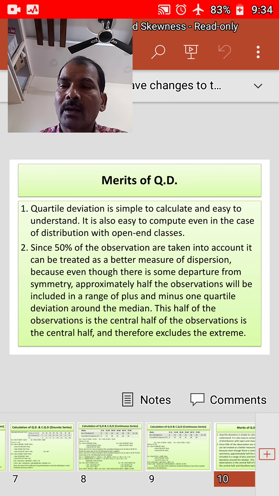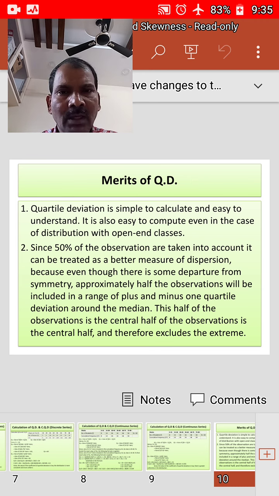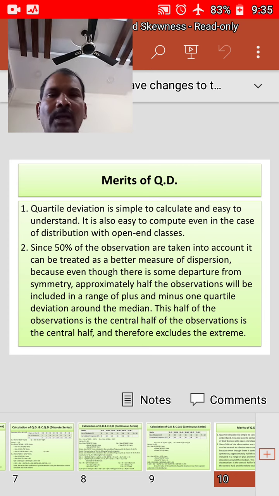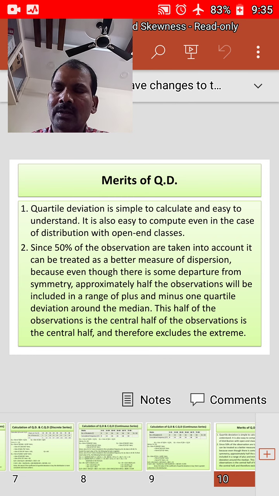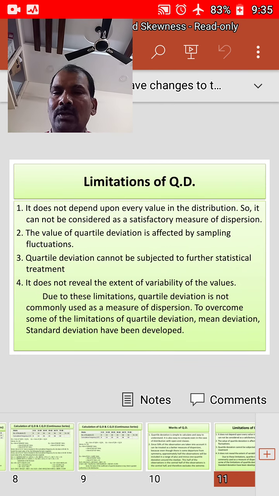Definitely it is an advantage over the range. When we compare with another measure of dispersion, range, it is absolutely an advantage to use the quartile deviation and coefficient of quartile deviation, right? Next we'll discuss limitations of QD.